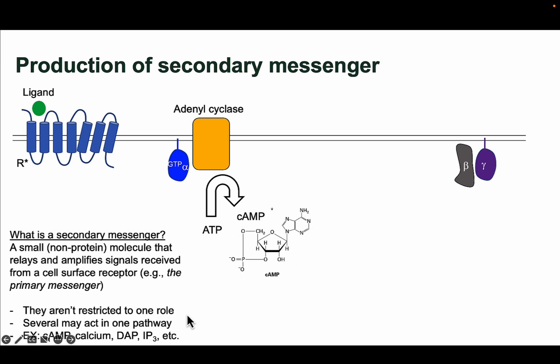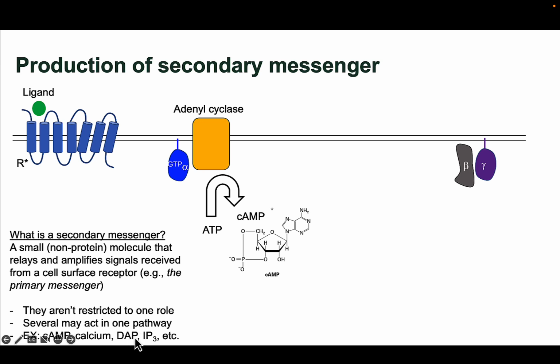I'm going to give one example of what cyclic AMP activates, but they aren't restricted to one role, and several may act in a single pathway. So I'm only focusing on cyclic AMP, but several could be acting downstream of G protein coupled receptors. Examples of these small molecules include things like cyclic AMP, as well as calcium ions that are stored in the endoplasmic reticulum.